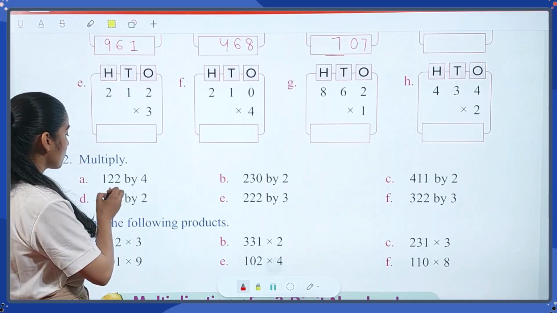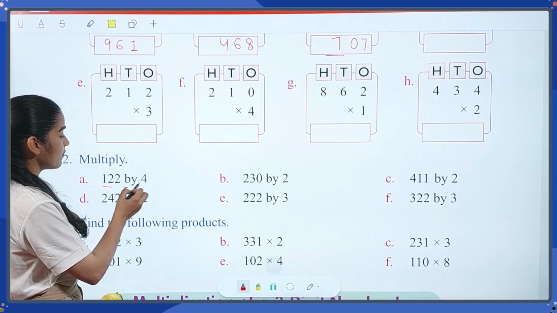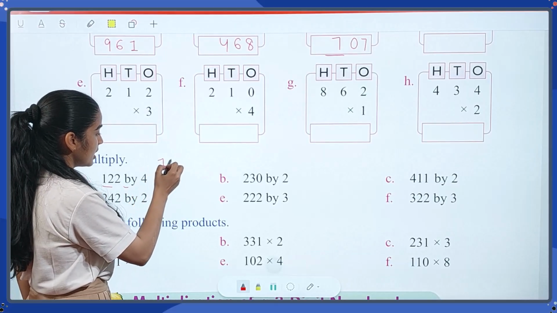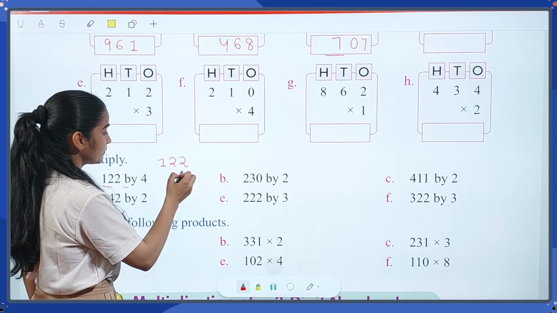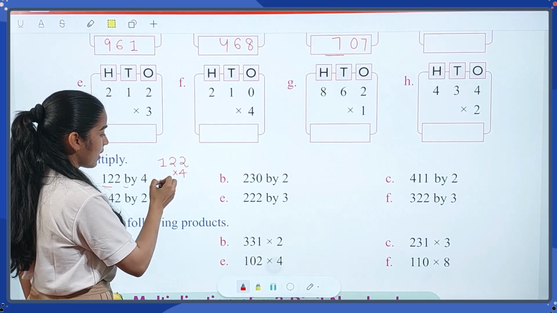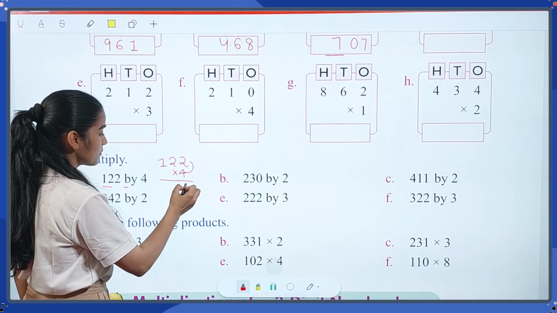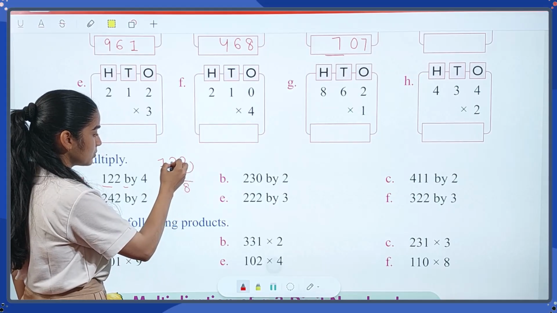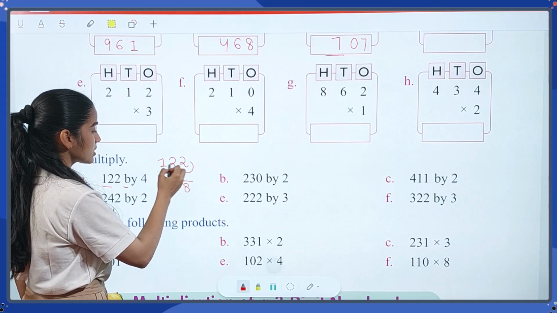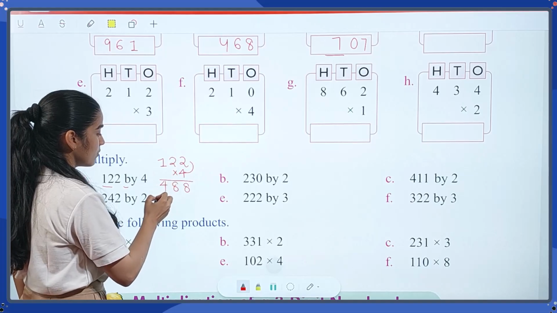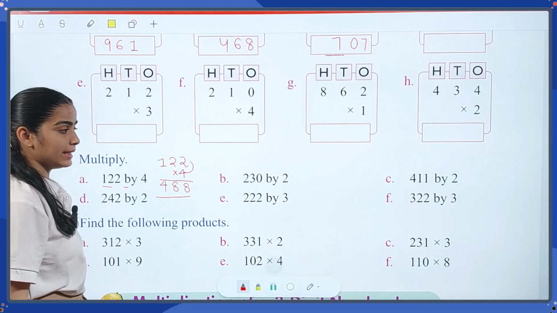Now, if we have to multiply 122 by 4, first we have to arrange this into a column. Now you have to read 4's table 2 times. 4 twos are 8. 4's table 2 times. 4 twos are 8. 4's table 1 time. 4 ones are 4. Your final answer is 488.